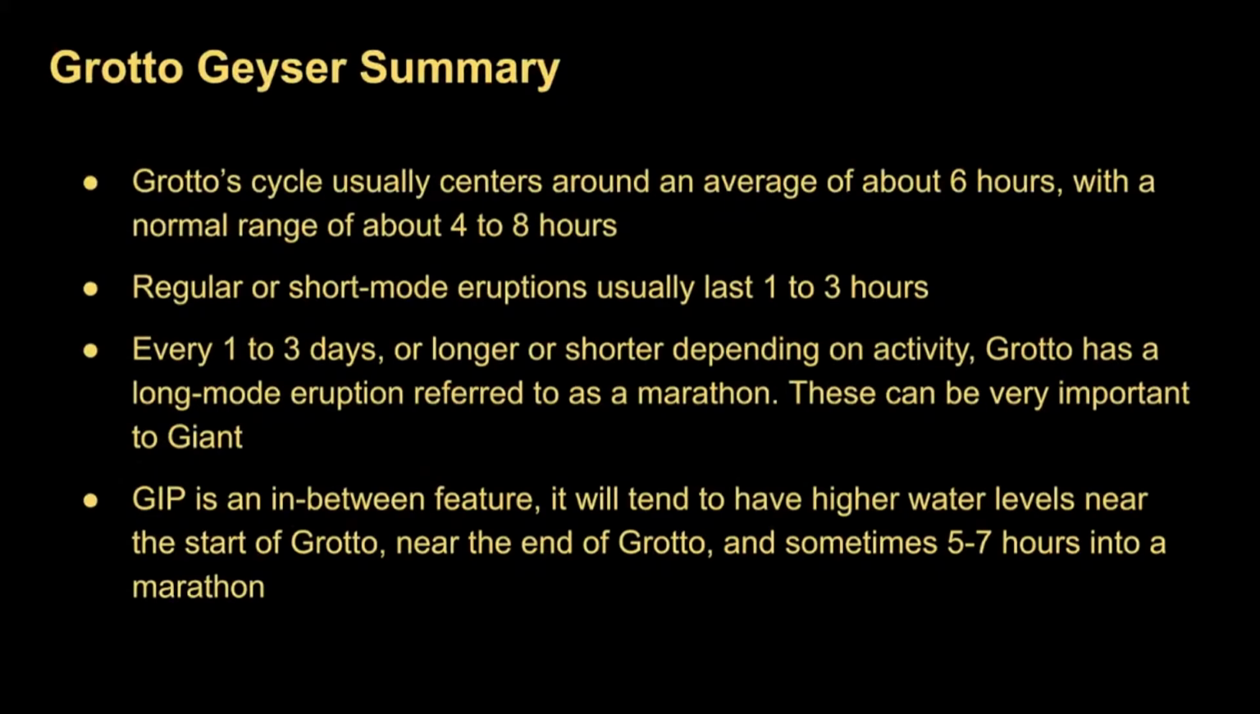I am not going to be able to talk about Grotto very much tonight. This is a very short summary about the Grotto cycle. Recently, it's actually been quite short, but historically, it's been an average of about 6 hours, normal range 4 to 8 hours for an interval of Grotto. Irregular or short mode eruptions will usually last 1 to 3 hours, and then every 1 to 3 days, under historic circumstances, we would get a long mode eruption, which is referred to as a marathon.